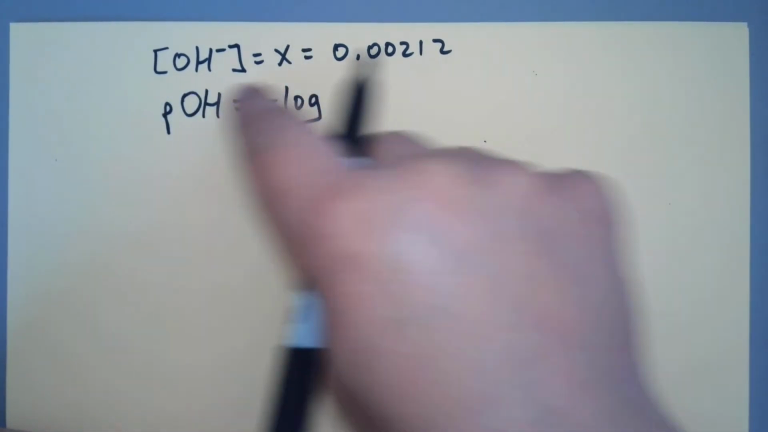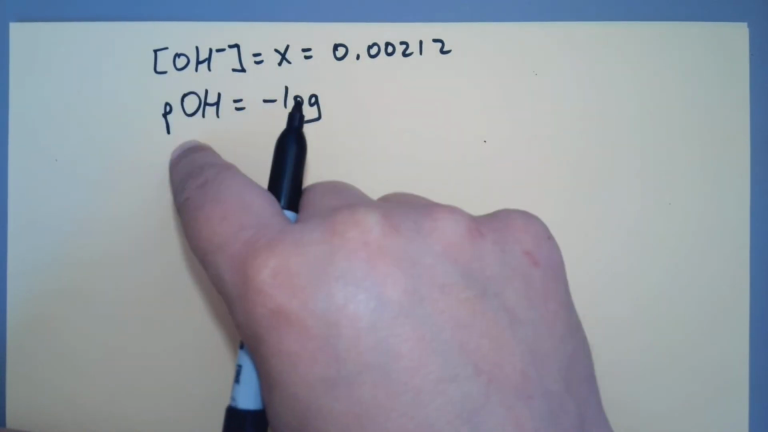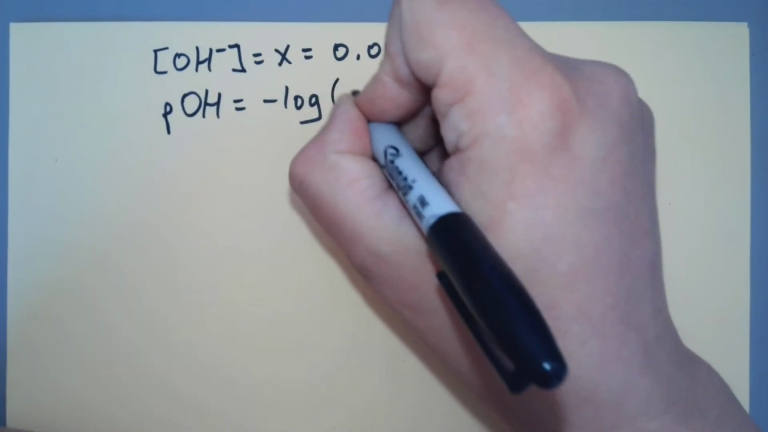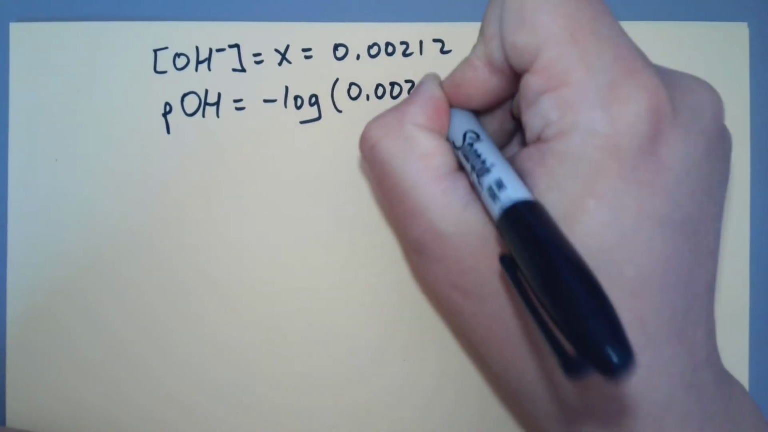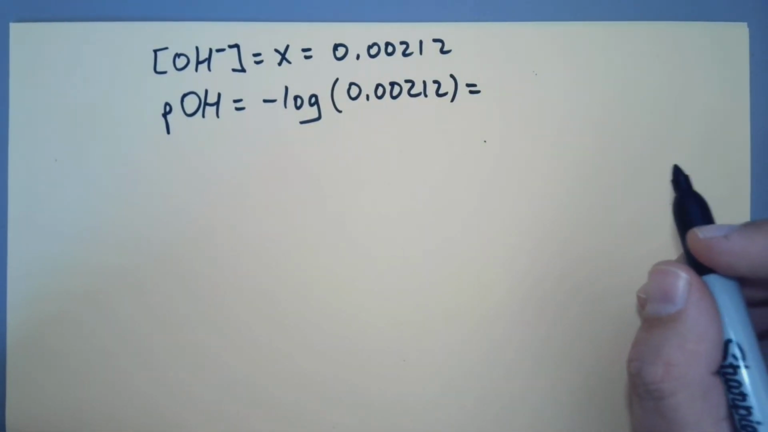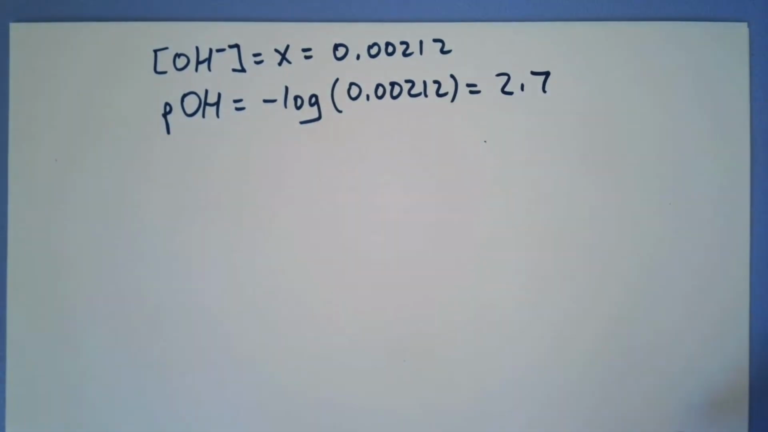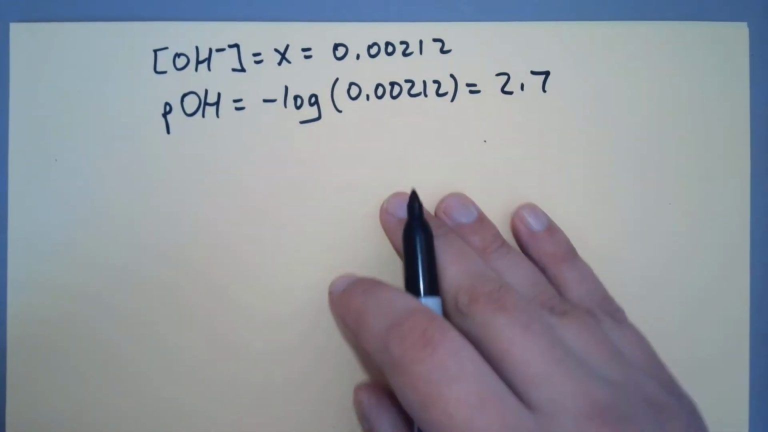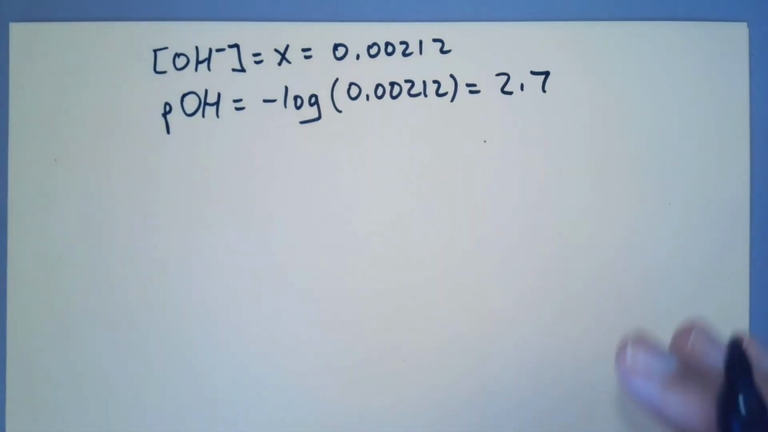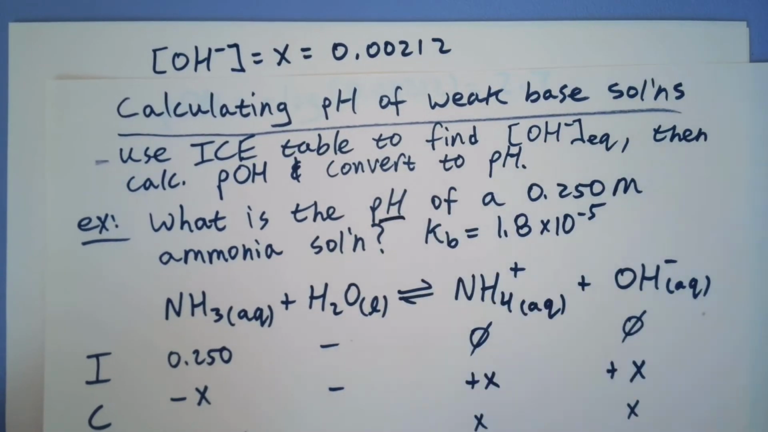Okay, so we use our result from our ice table to get our concentration of OH minus, and then we just plug that in here. And we get 2.7. Okay. Looking familiar, but this is where the trick comes in. Okay, we want pH.